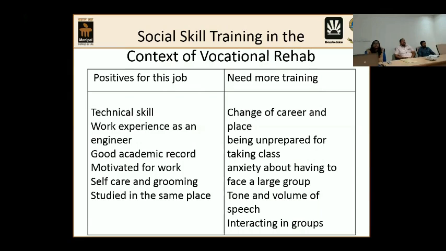The areas we found to be important were the change of career and place. He was unprepared for taking class. He had anxiety about having to face a large group. We also had concerns with paralinguistic skills, tone and volume of speech, things like that, and how to interact in groups. This was something that we felt would be the hindrances for taking up this job.